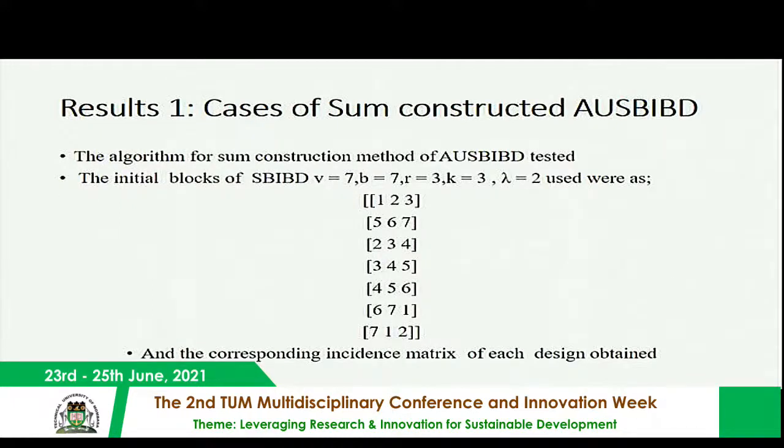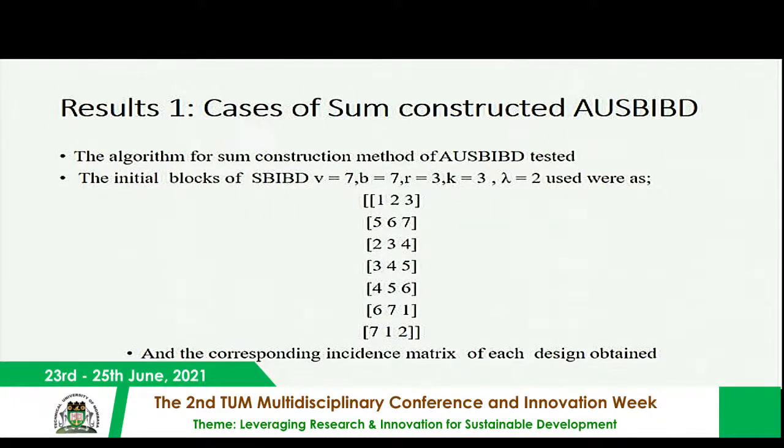The results of the sum construction case, if we have this as our parent design, are as follows. The rows are the blocks. There are 7 in number if you can count. The columns are 3, that is K. Then V is the treatments, which we are saying there are 7, so they will move from 1, 2, 3, 4, 5, 6, up to 7. They are arranged to take care of those conditions that I did mention: BK equals RV, and lambda into V minus 1 equals R into K minus 1.